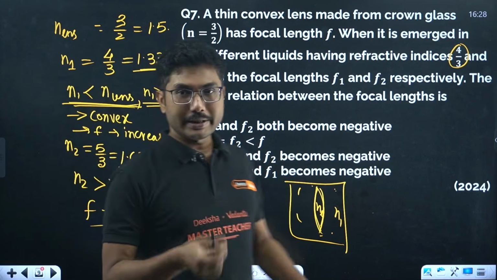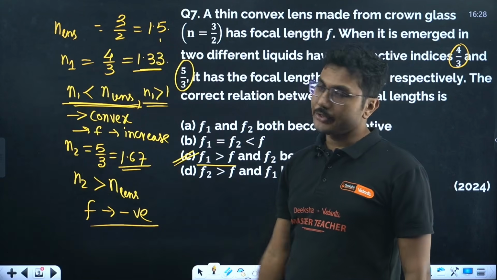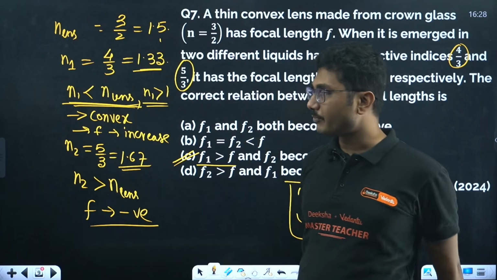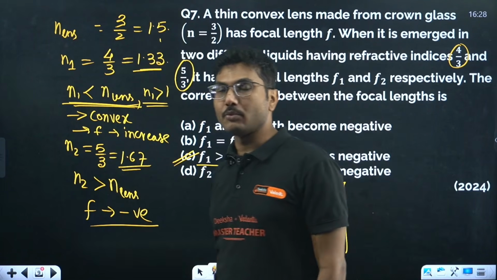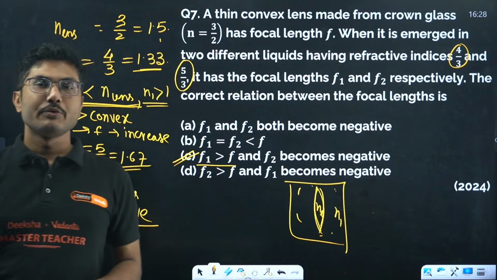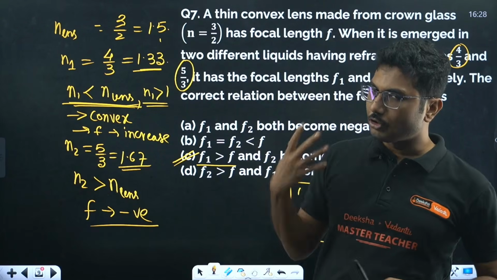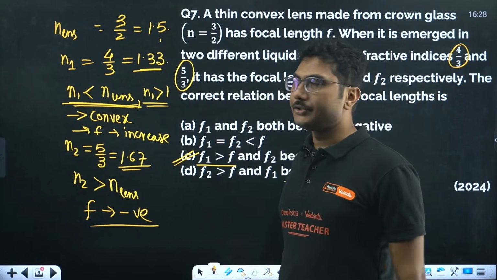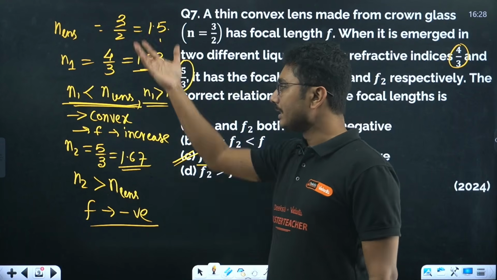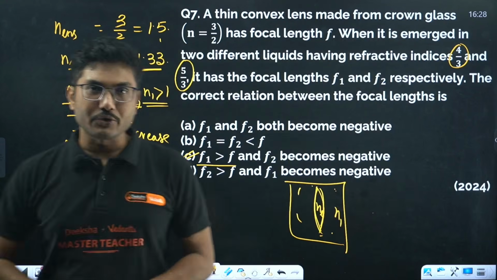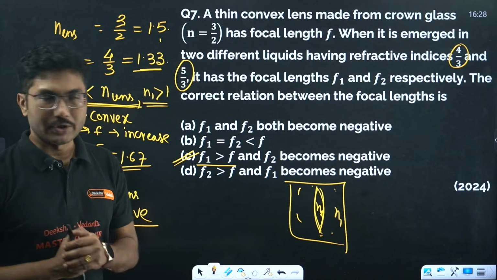Understand this. You can solve it using the lens maker's equation as well. If you get some free time, you can solve the same question using the lens maker's equation, which will take a good 3-4 minutes, but that is a sure shot way. If you want to use logic, if you want to understand the question, then this is the way to solve the same question without any calculation.